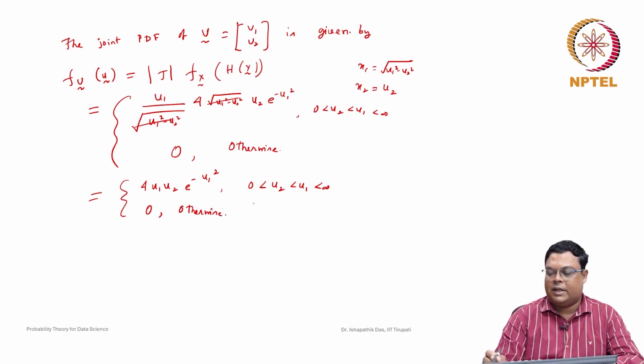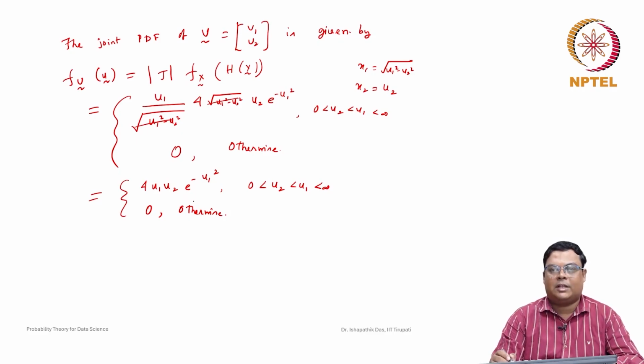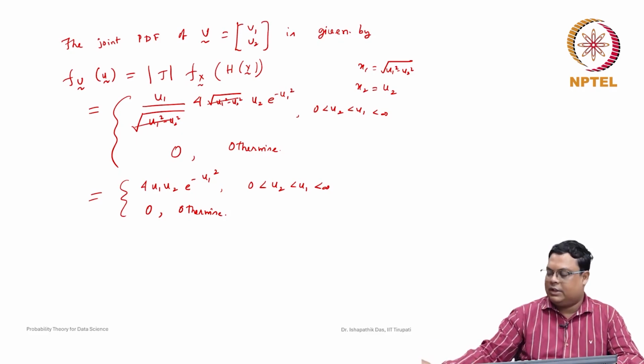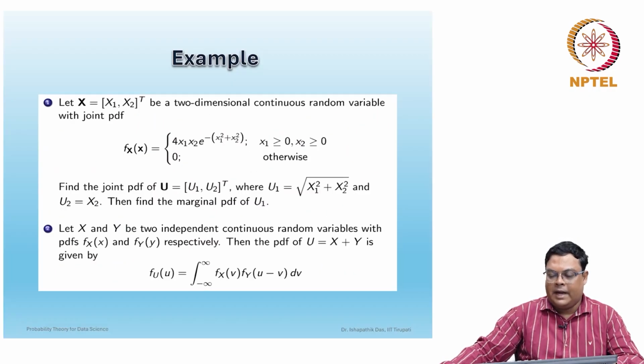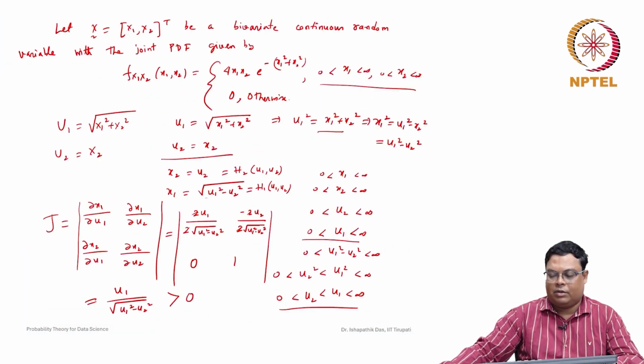Note that we can see that u1 and u2 are dependent on each other in the range, so these will be dependent random variables. You can also check from the definition if you find the marginals. It is given in the question to find the marginal probability density function of u1, so now we will find it.